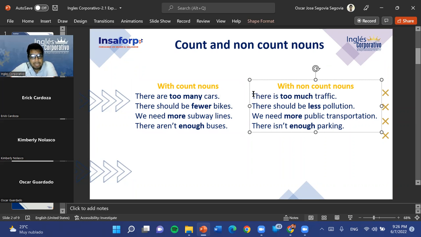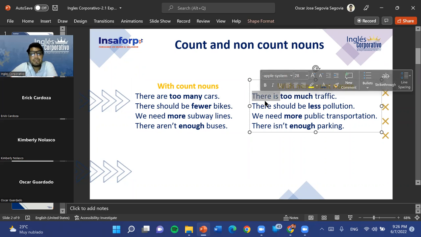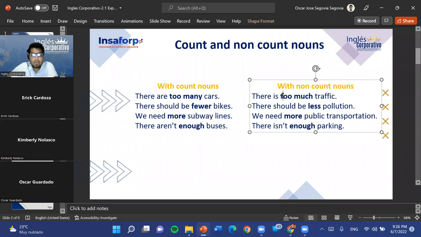Diferente el caso en el non-countable, que aquí, por ejemplo, al principio, we need to use there is. There is because it's one thing, like it's an inseparable thing. Now, once again, we're not going to be using too many, but too much, because much is what represents a bunch of something, ¿sí? Una abundancia, pero una abundancia inseparable, una abundancia que no puede ser individualizada. Entonces, por eso se dice too much.